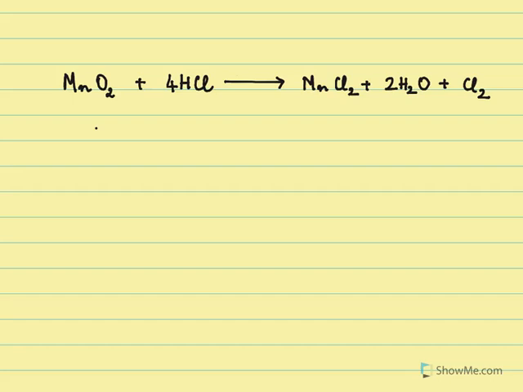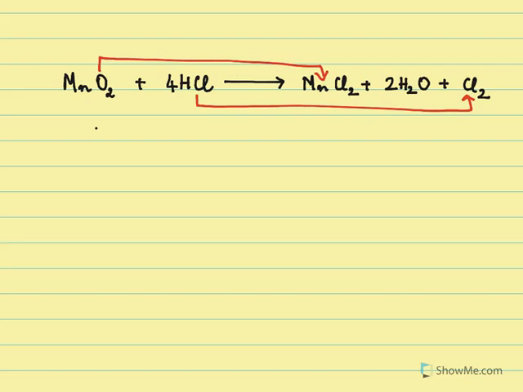Now let's observe this reaction. MnO2 plus 4HCl gives MnCl2 plus 2H2O plus Cl2. What is happening to MnO2? MnO2 is changing to MnCl2. And here HCl is getting converted to chlorine.